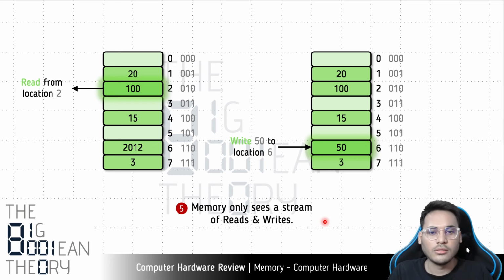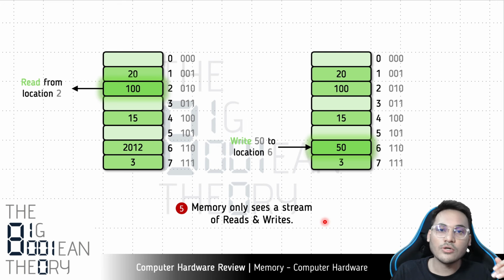The final point about the memory is that when we are performing reads or writes on the memory, the memory unit only sees a stream of data and addresses. Basically, the memory unit does not know where the data and the addresses are coming from, which program is generating them, or which device they come from, right? It is oblivious to the source of the data and addresses. It only sees a stream of data and addresses, and it is neutral to where they come from.